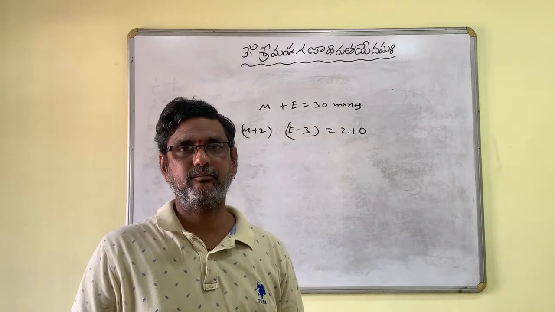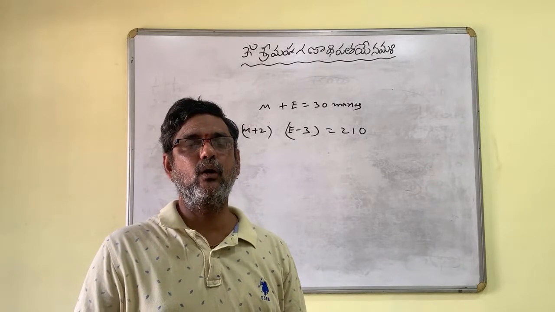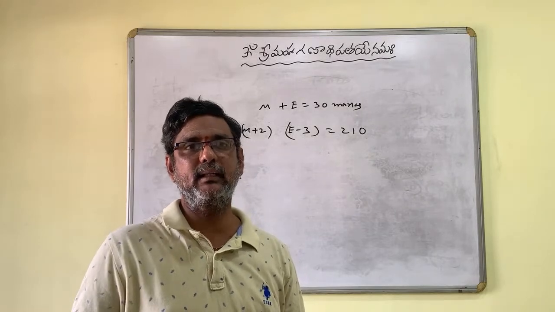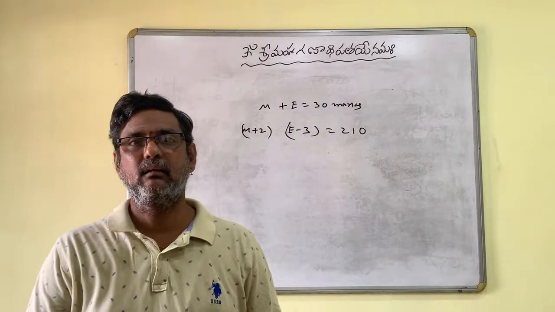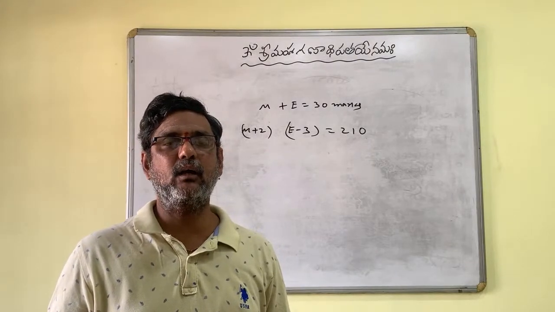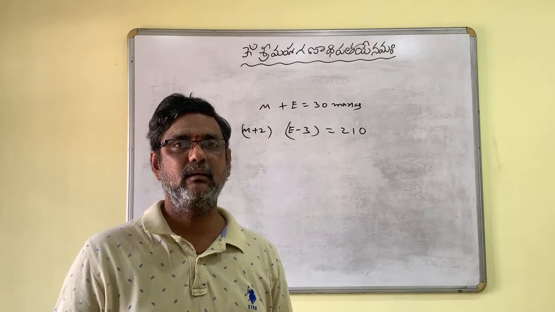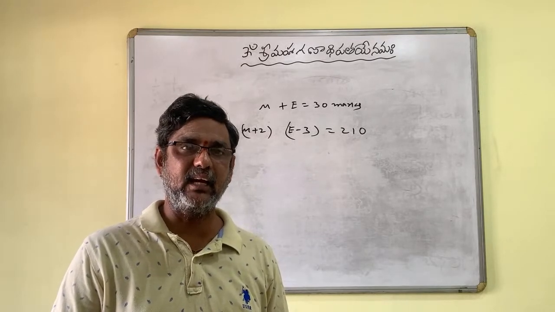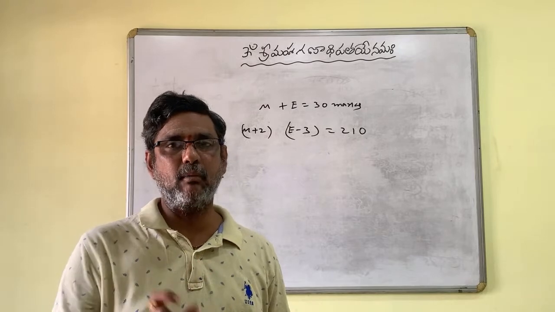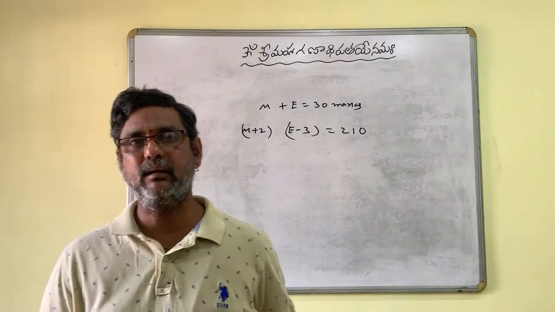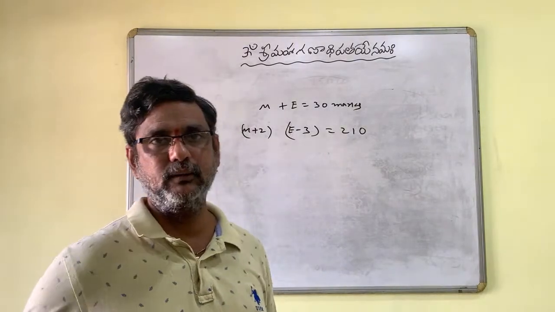Okay, children. We don't know how many marks in mathematics and how many marks in English, but together it is 30 marks. And there is another clue that if she got 2 more marks in mathematics and 3 less in English, then the product of marks will be 210. Then we need to find out the marks in both separately.